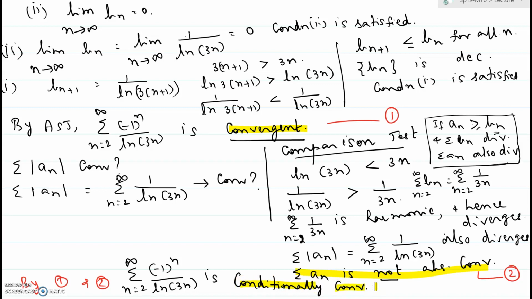So whenever we prove conditional convergence, we have to establish two conditions. One is that you have to prove somehow the series is convergent. You have to also prove the series is not absolutely convergent. So both of them together would mean the series is conditionally convergent.